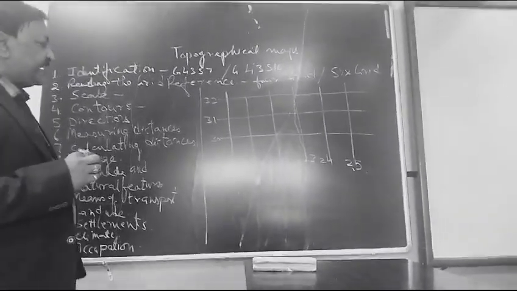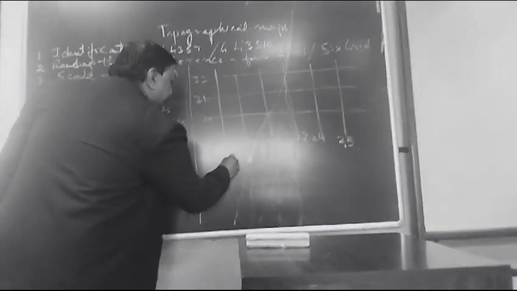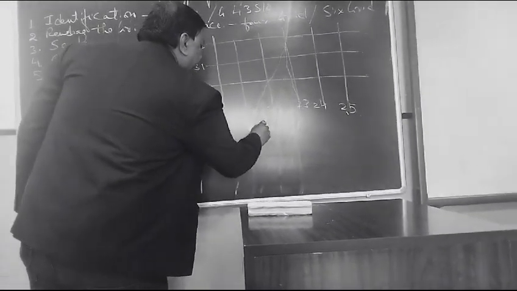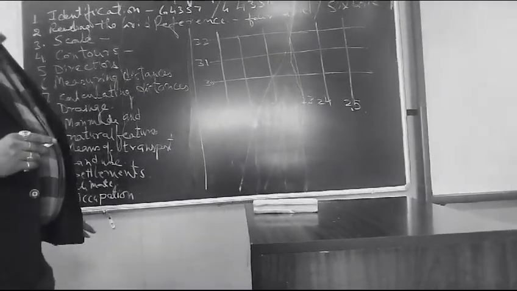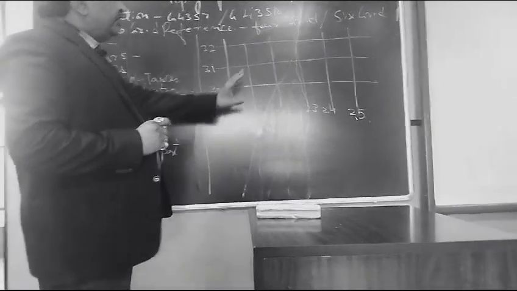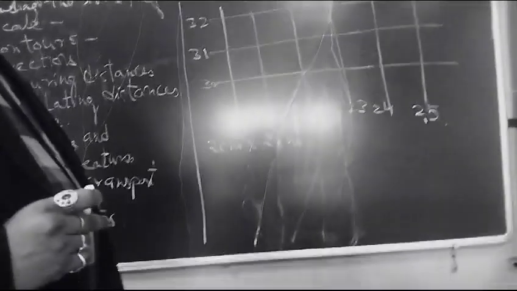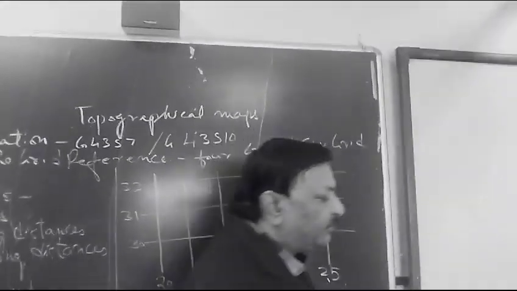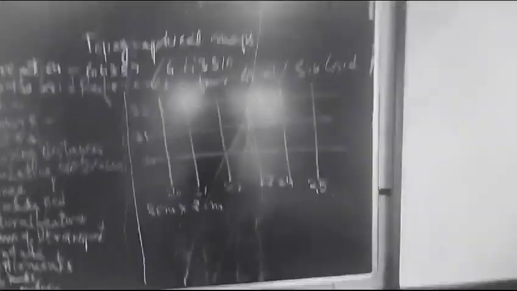Now what is their size? Their size is 2 centimeter by 2 centimeters. This is the size of each of these boxes, which is basically a square. Now let's see how to read this. So in your topo sheet you will be knowing this by the words eastings, and another word is given as northings.